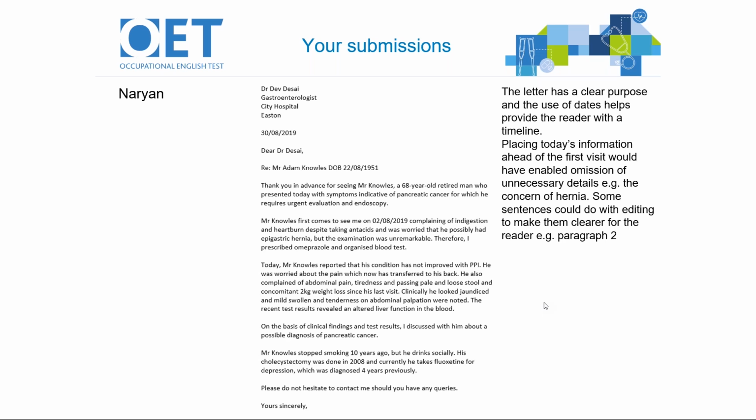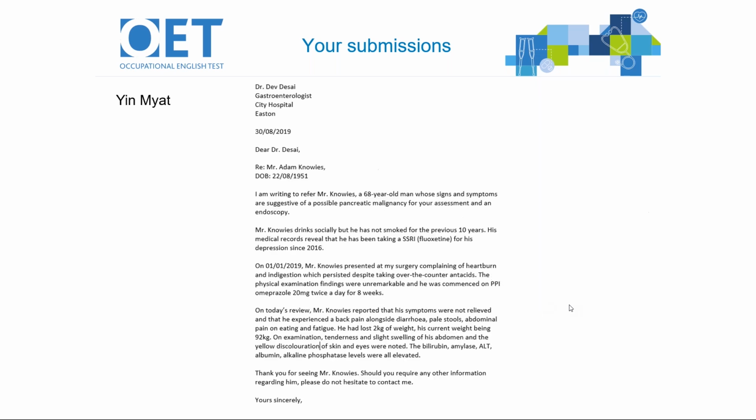Some sentences could also do with editing to make them clearer for the reader. So, for example, in paragraph 2, there's a very long sentence that combines too many ideas really to be clear for the reader. And so editing that into 2 sentences would probably make it easier and clearer for the reader to understand.